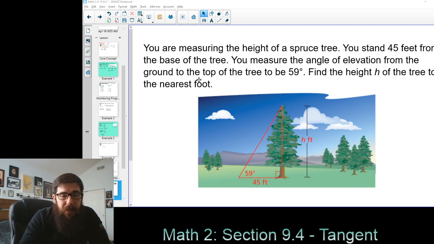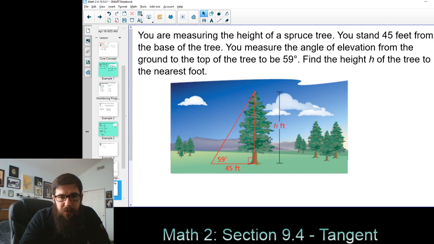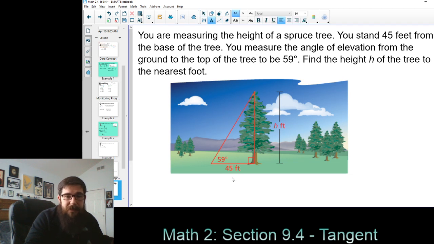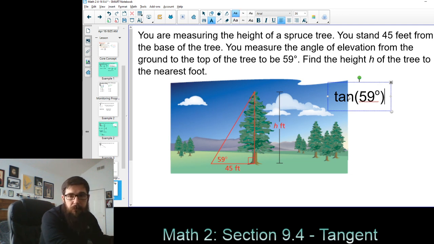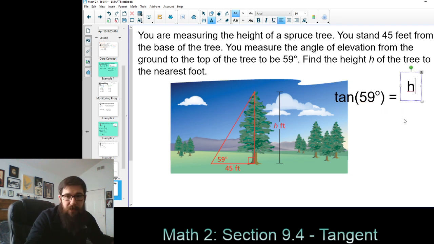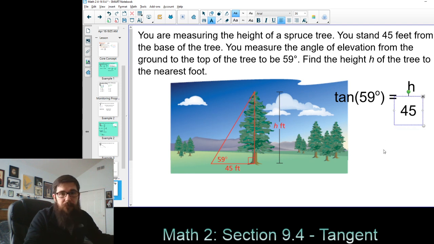So these are just the next examples as you work through the section of 9.4 here. We've got this sort of spruce tree here. We're trying to figure out the height. It says we're standing 45 feet away from it, and it's an angle of 59 degrees. Find the height. Well, if we copy that same sort of setup here, I'm still going to say tangent of my angle, which in this case is 59 degrees, is always going to equal my opposite side, which in this case is h, over my adjacent side, which is 45 feet. And we're doing this whole thing in feet.